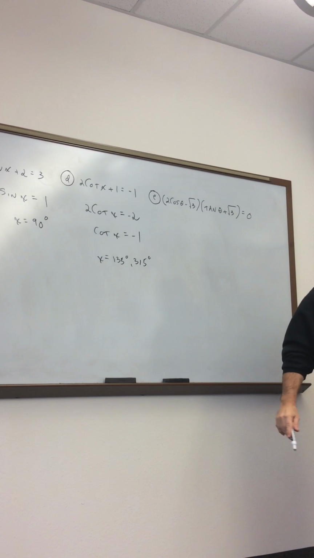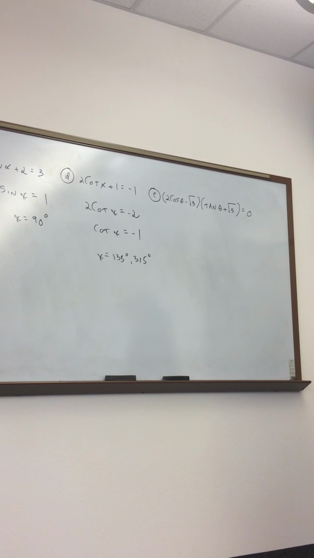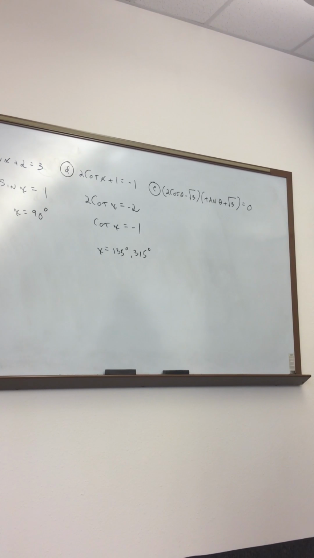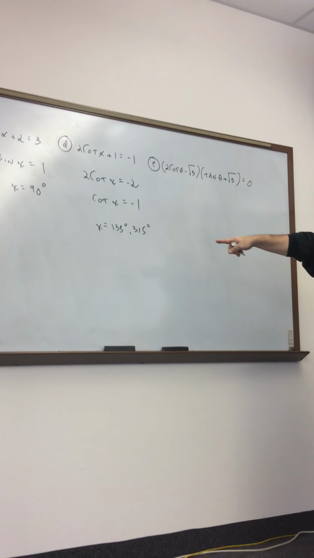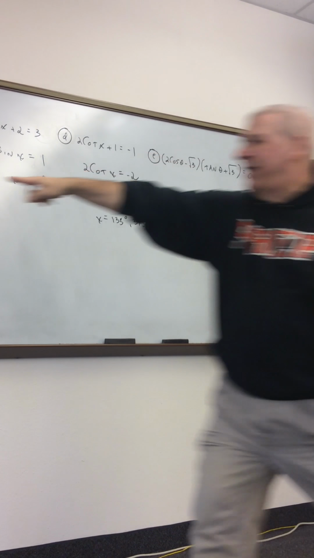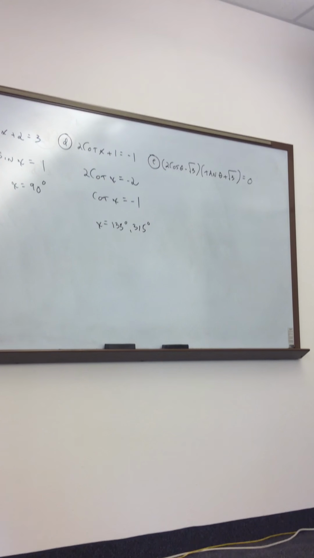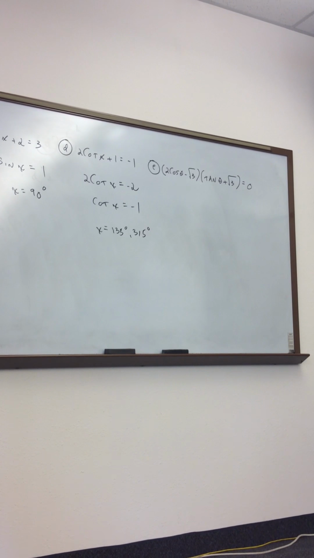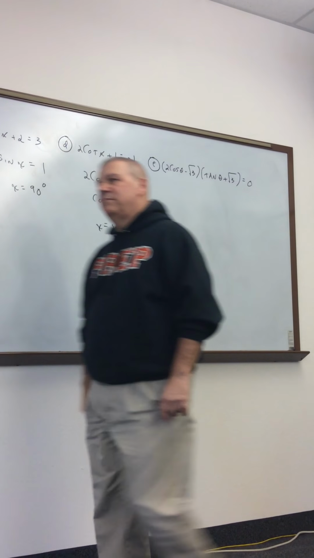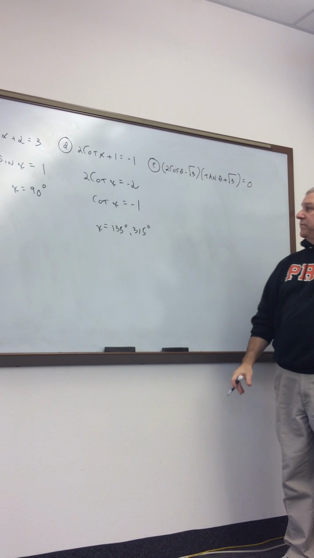Some of you might say, well, what if it's not a special angle? For now, it's going to be. I'll show you later on what to do when it's not. We aren't there yet. They're all going to come out to be those kinds of angles: the 0, the 90, the 180, or the 270. Those are going to be all your answers.